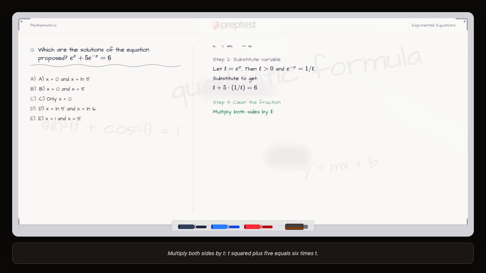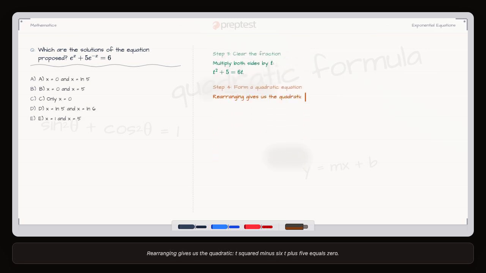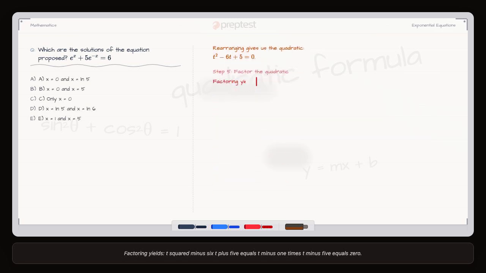Multiply both sides by t: t squared plus 5 equals 6 times t. Rearranging gives us the quadratic, t squared minus 6t plus 5 equals 0. Factoring yields t squared minus 6t plus 5 equals (t minus 1) times (t minus 5) equals 0. So, t equals 1 or t equals 5.